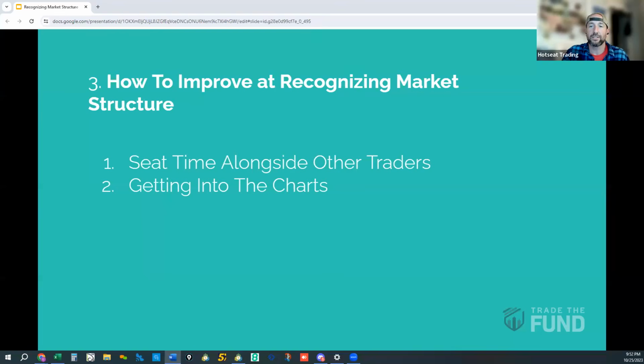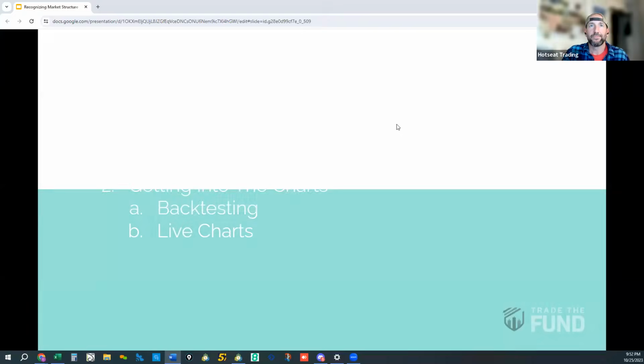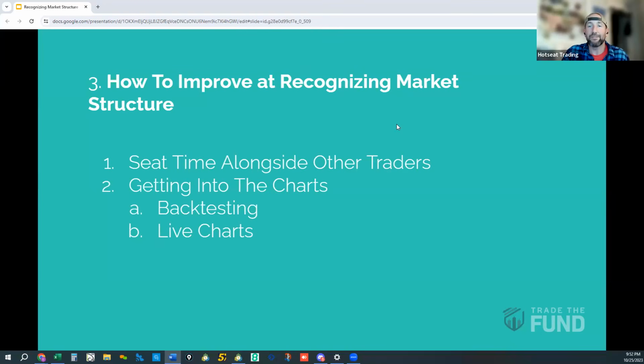Getting into the charts. There's this little thing called back testing and live charts. So in our industry, it's been said that you can identify one specific area that you want to study, but you need to do 300 reps, meaning go back and find 300 trending markets. Go back and find examples of 300 ranging markets.